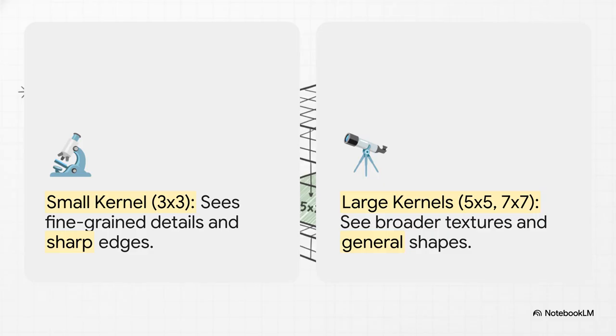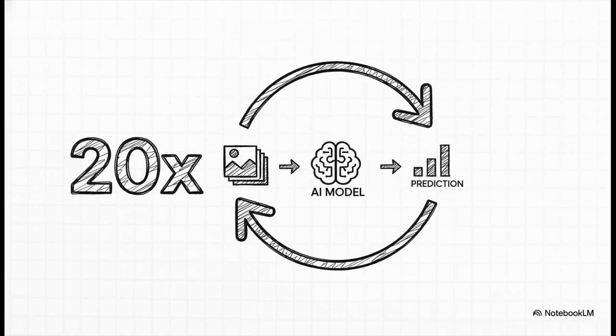So, meet our contenders. In one corner, we have the small 3 by 3 kernel. You can think of this one as the specialist, built to see tiny, fine-grained details and super sharp edges. In the other corner, we have the larger 5 by 5 and 7 by 7 kernels. These are the generalists, better at seeing the big picture, broad textures and overall shapes. Which approach is going to win? Now, to make sure this was a totally fair fight, we put every single model through the exact same training routine. They each got to study the data for 20 full cycles, or epochs, which gave them more than enough time to learn the patterns and get better at making predictions.